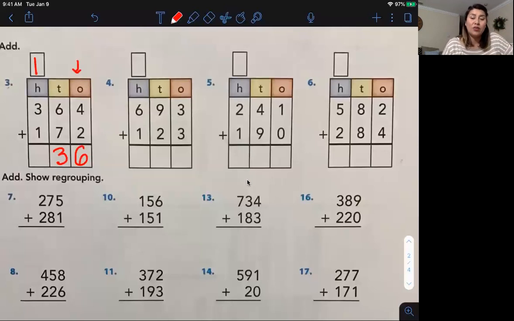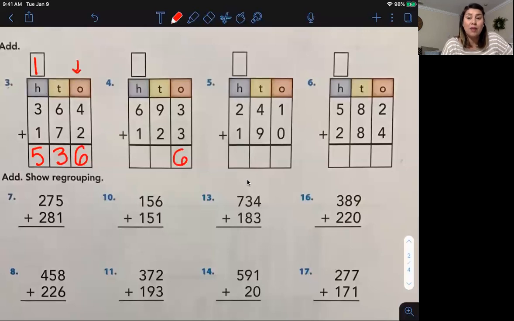All right, 3 plus 1 plus 1 is 5. You should have gotten 536. Thumbs up if you got 536. Awesome. Very good. I'm proud of you. All right, let's move over to number 4. 3 plus 3, 6. 9 plus 2 more.